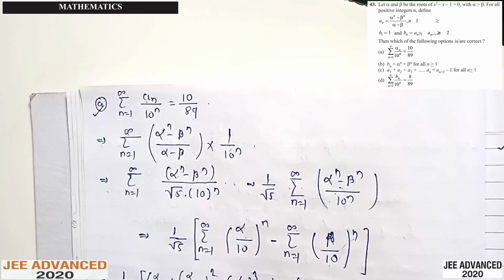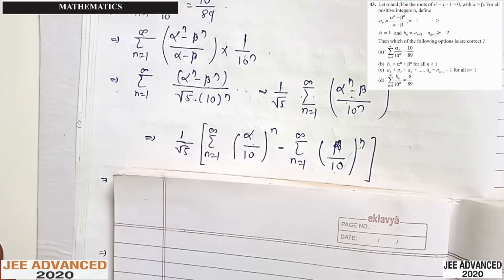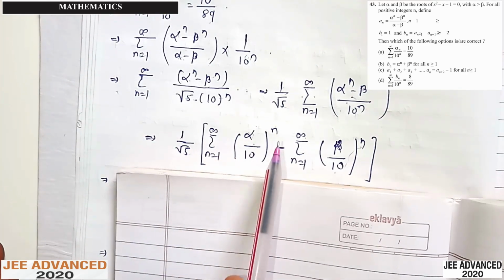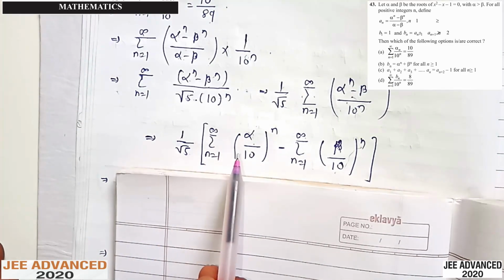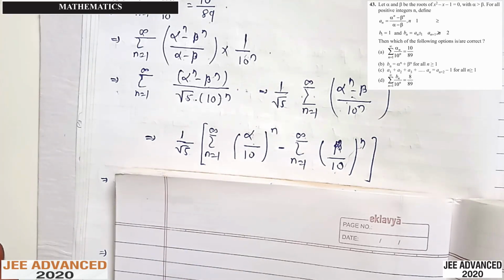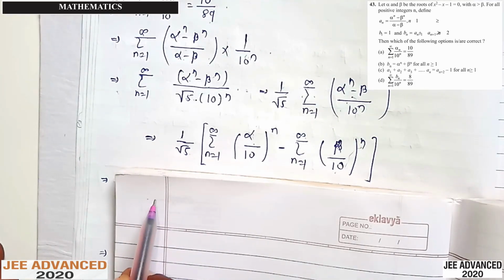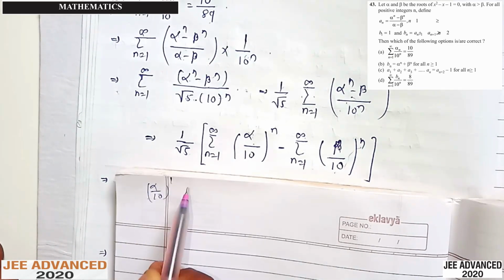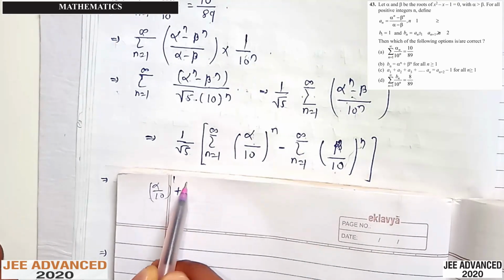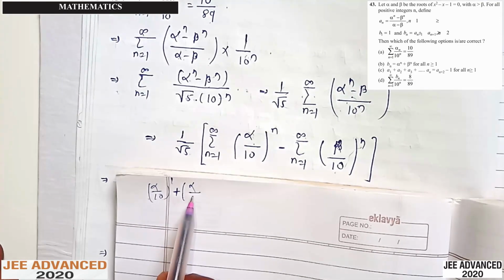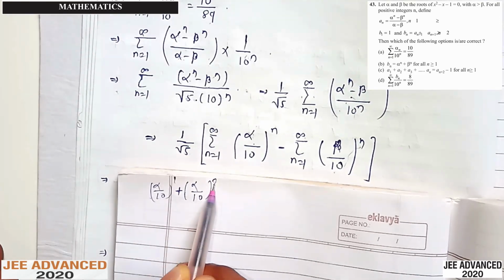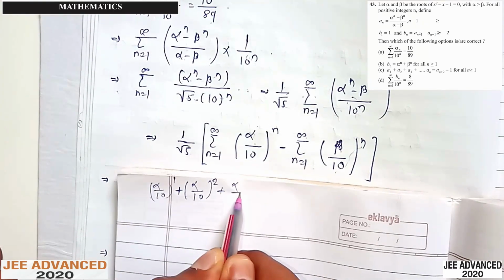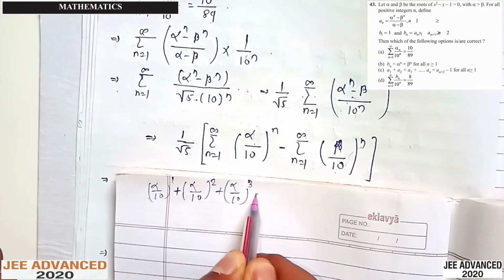Okay, so let me explain with this. We have summation n running from 1 to infinity, alpha by 10 raised to n. Put n equal to 1. Summation means we add the numbers. So we can write alpha by 10 raised to 1 plus, since summation means addition of every term, alpha by 10 squared plus alpha by 10 to the power 3 plus so on.